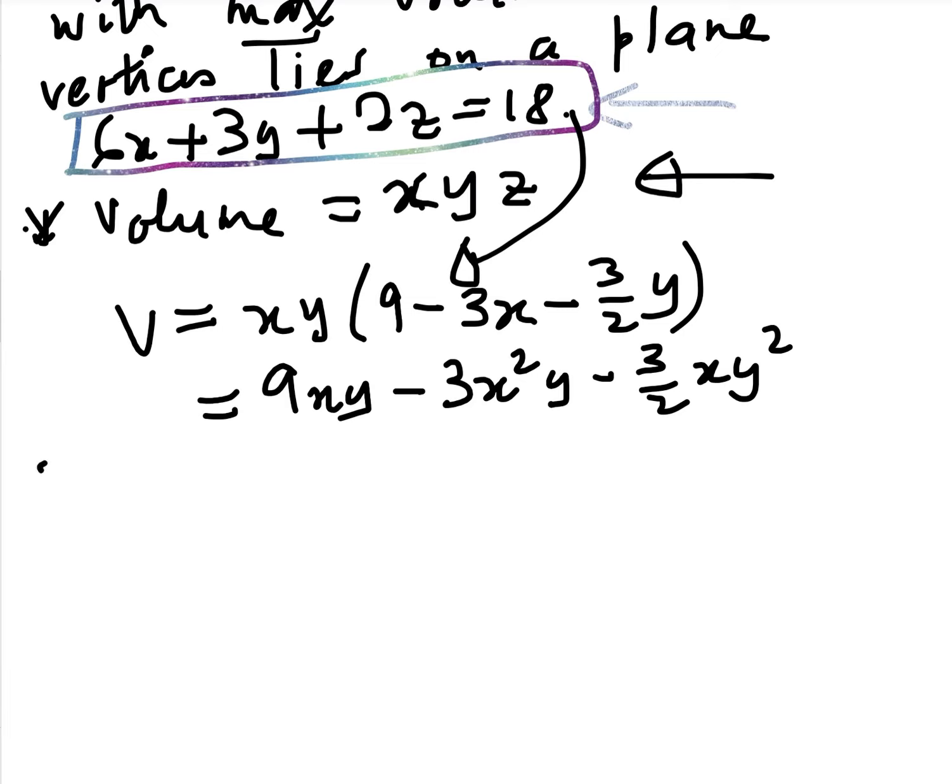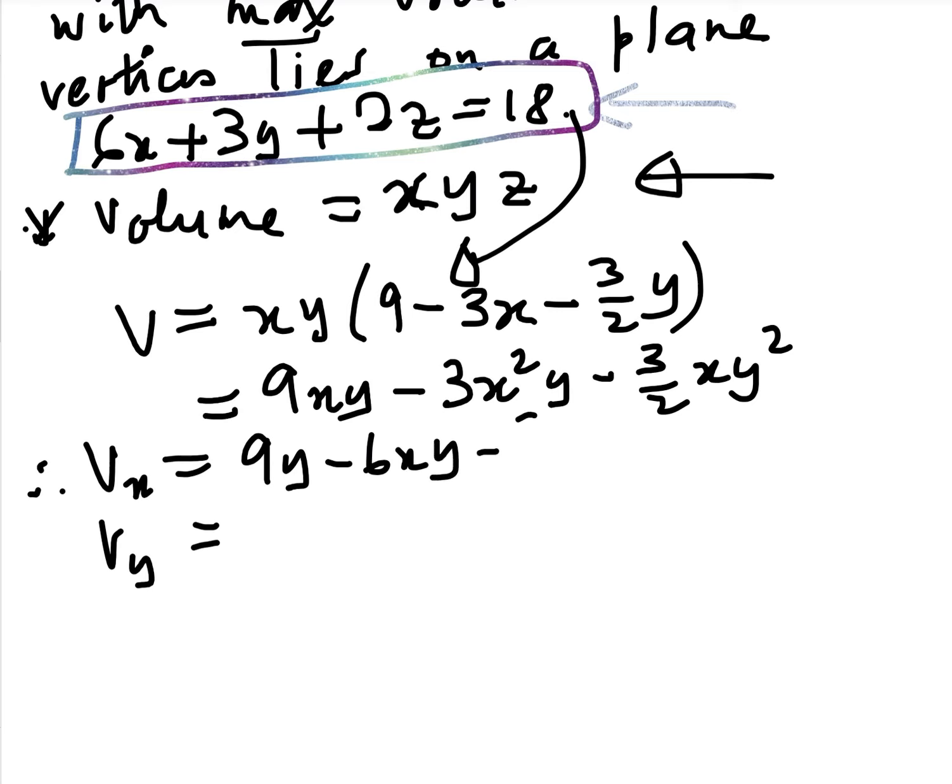So from this we get therefore Vx and Vy. Clearly this is going to be straightforward. Vx is going to be 9y minus 6xy minus 3 halves of y squared. If you differentiate V with respect to y, you get 9x minus 3x squared minus 3xy.